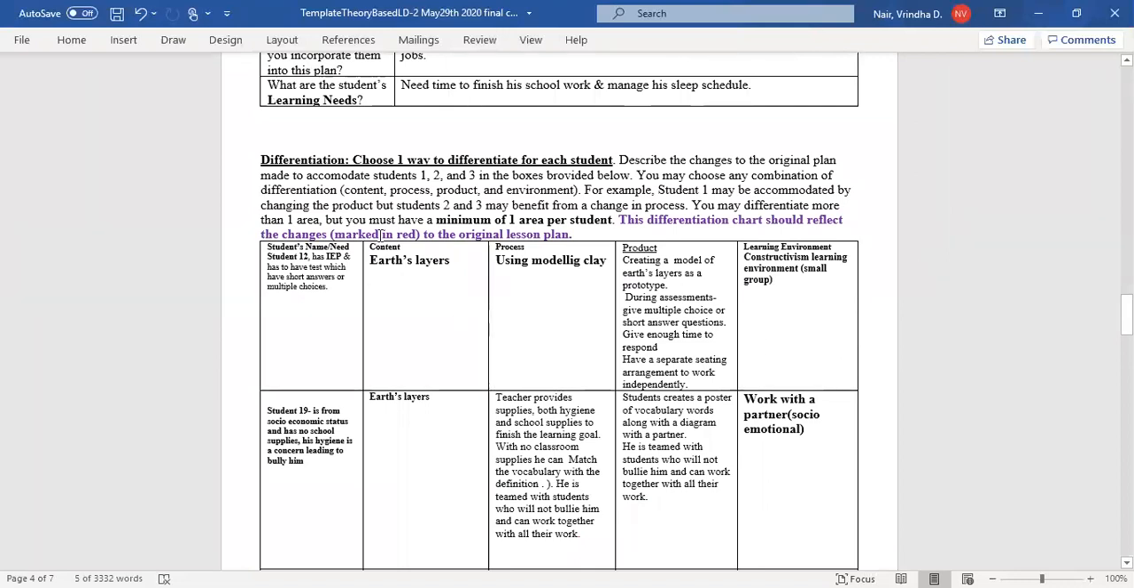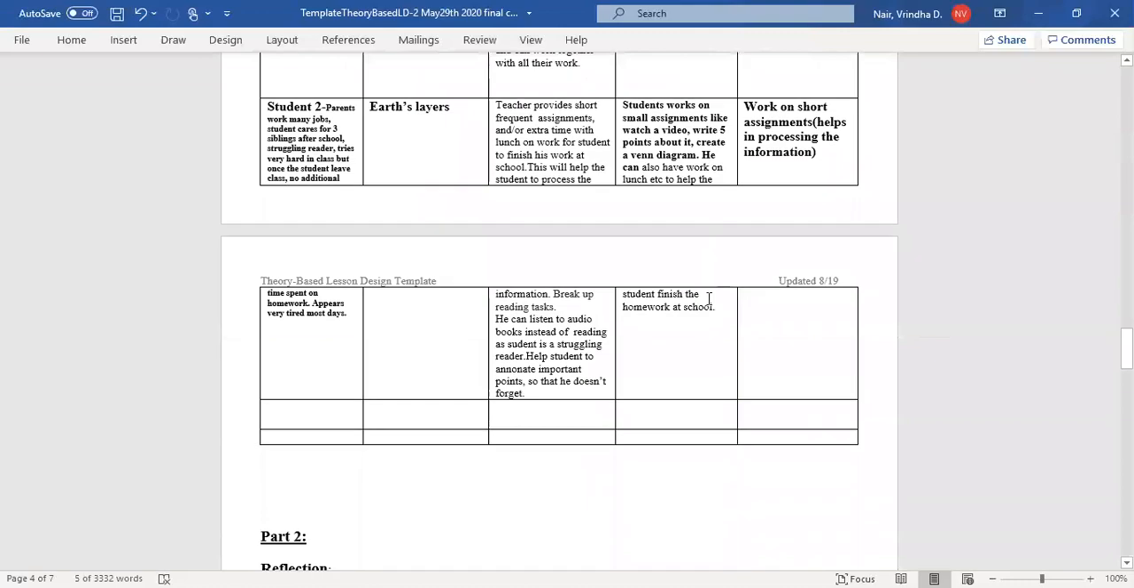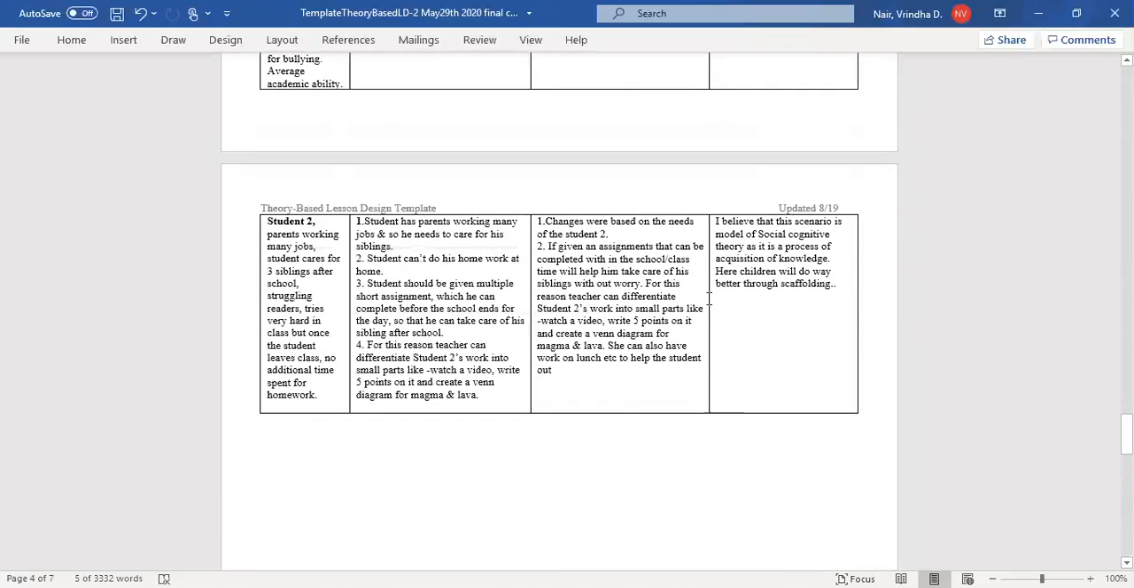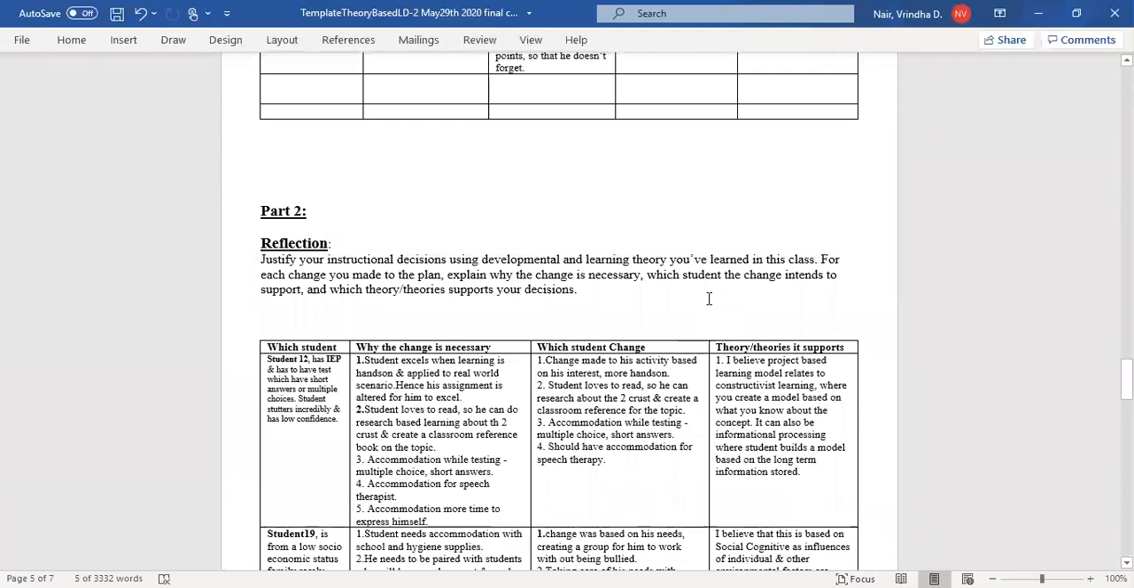Then the differentiation that he had to show. So here, differentiate, choose one way to differentiate for each child. So here, what did you do? What kind of modeling clay? How was it different from the other kids in the classroom? Because this kid was a special kid. How do you differentiate, incorporating the IEP with the other things in the classroom? So how did you act on it? Same thing with this. And this is part 2, you're reflecting.